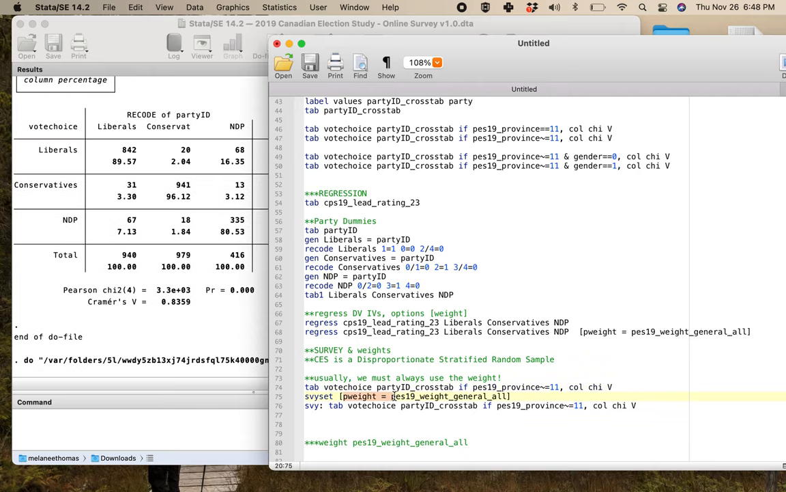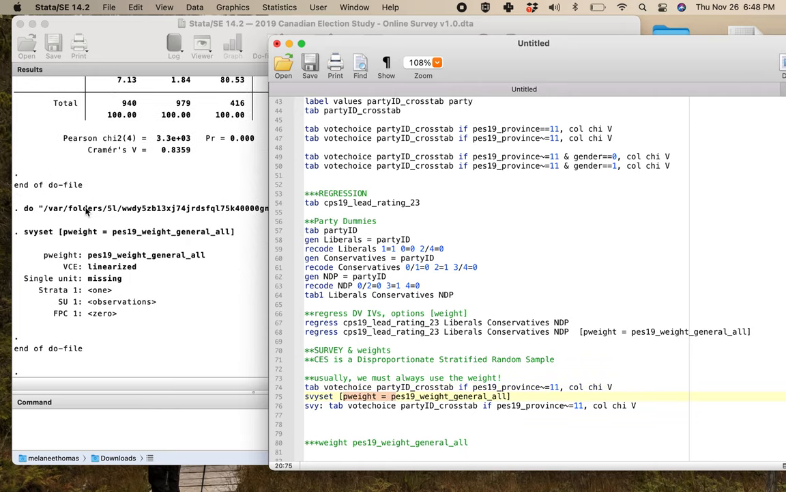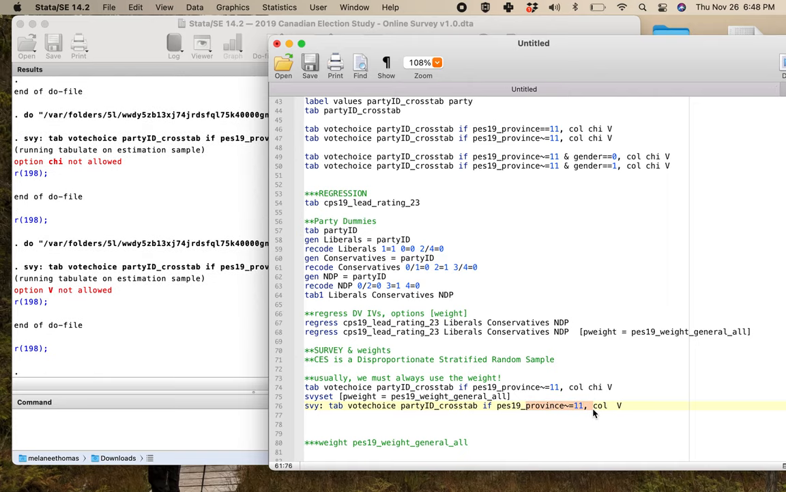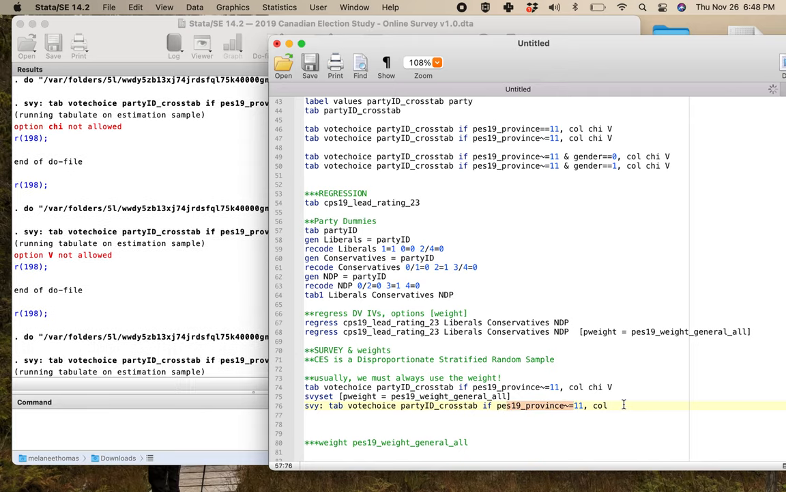I can do this, which is basically telling Stata to use this weight, set it up this way. And then it's just like, with the survey weight on, that's what the svy colon means, tab the crosstab. So what happens if I try to run this? It tells me I can't run chi-square. So let me take out chi-square, run it that way. It tells me I'm not allowed to run Cramer's V either. Let me run it this way.